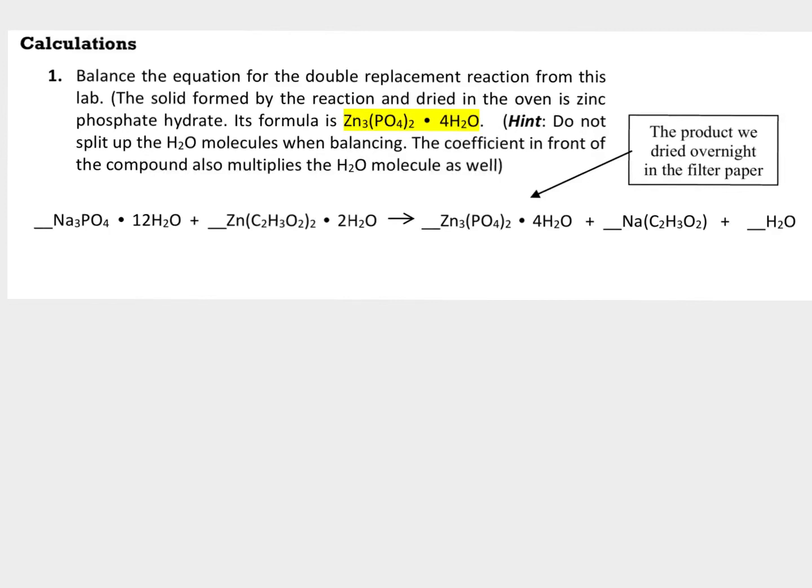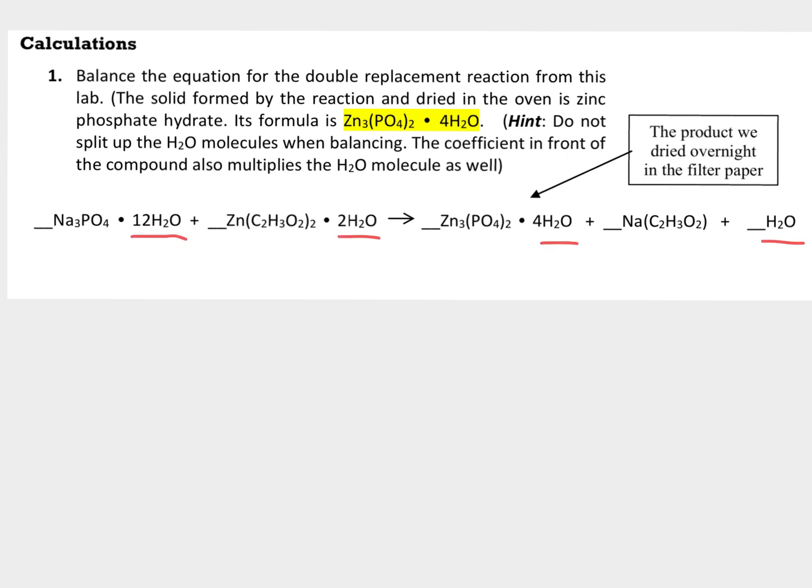If we jump to calculation number 1, the important part of doing a mass-to-mass problem is that you need a balanced equation, so we know our mole-to-mole ratios. So these are a balancing equation, double replacement reaction, which we're used to, but it's slightly different because we have these hydrates attached to them, right? And the hydrates are going to be a little confusing.